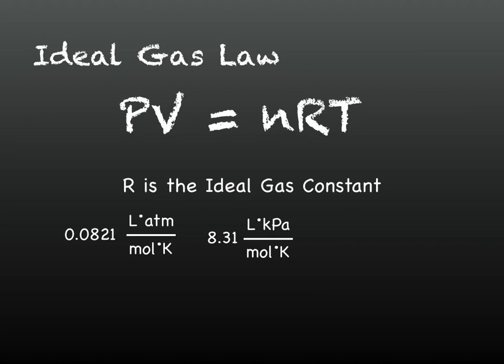Or it can be 8.31 if the pressure of the gas is reported in kilopascals. And finally, it can be 62.4 if the pressure of the gas is reported in millimeters of mercury. Notice that all of the other units with these numbers are exactly the same. The only thing that's different is the measurement of the pressure in different units.